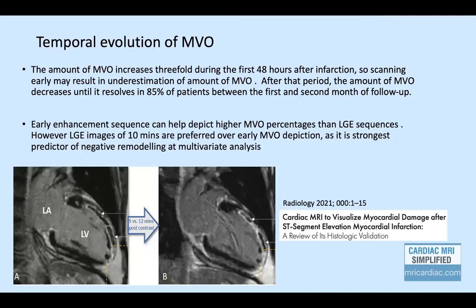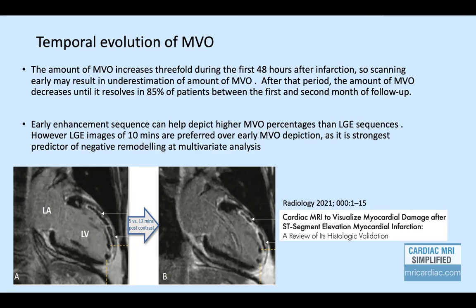To understand the temporal evolution, it is important to know that MVO increases threefold during the first 48 hours of infarction. So you will see extensive MVO in the acute phase. However, scanning early, that is within a few hours, will result in underestimation. So it is ideally better to evaluate MVO around 48 hours. After that period, MVO will decrease between the first and second month on follow-up.